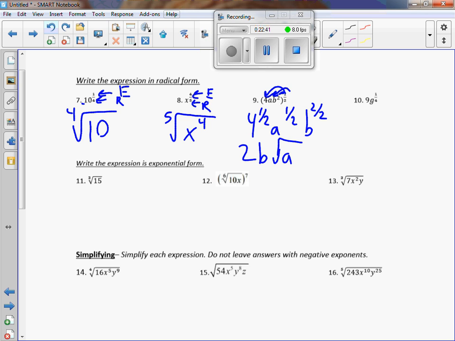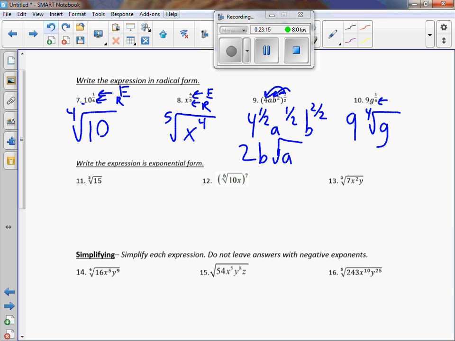Number 10 is also a little bit tricky because the 9g is not in parentheses. We know from order of operations that the exponent comes before the multiplication. So first thing I'm going to do is worry about the exponent. G to the 1/4 power is 4th root of g. Remember, this is always the outside number. That's the root number. That 9 is not affected because it's not in parentheses.